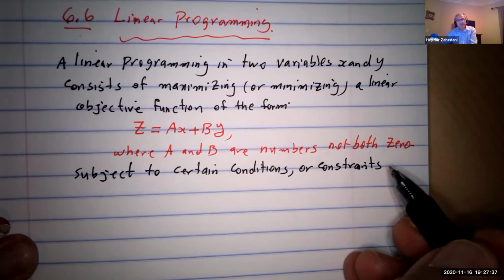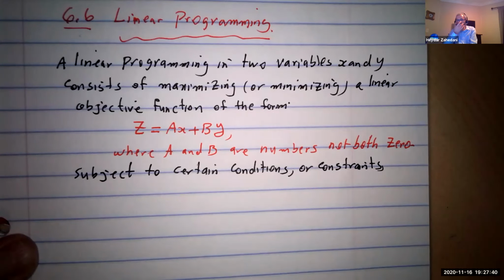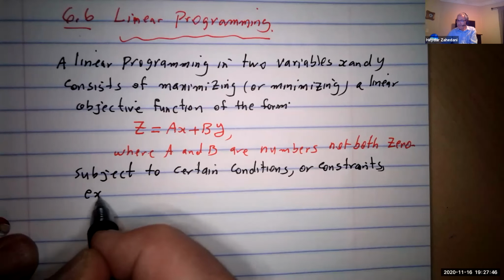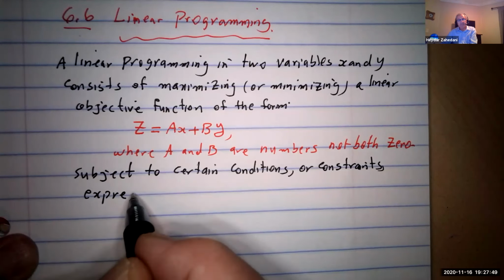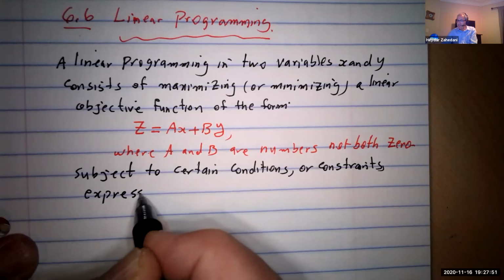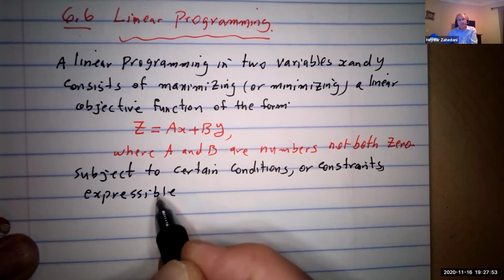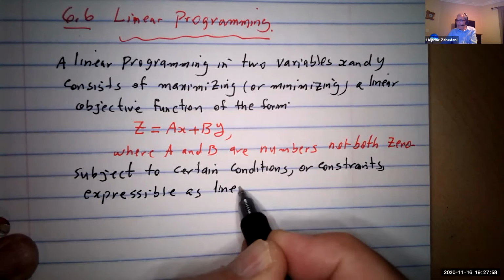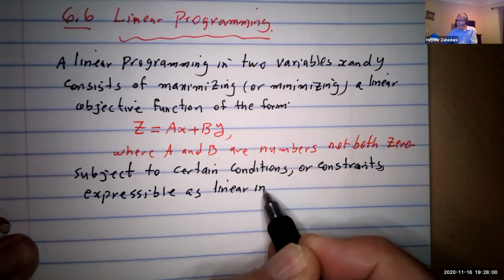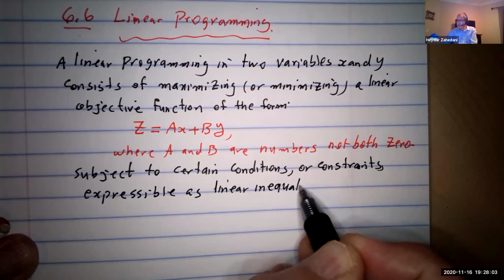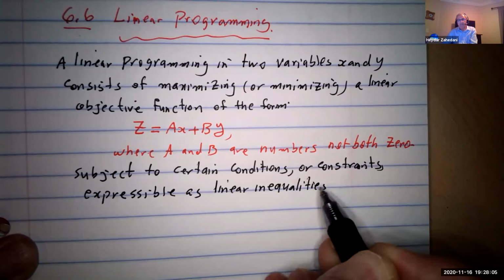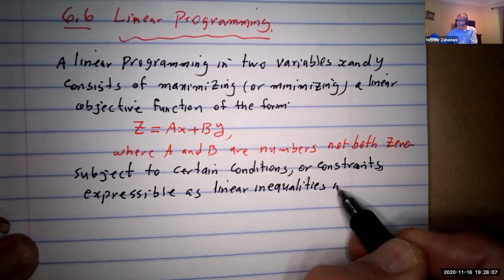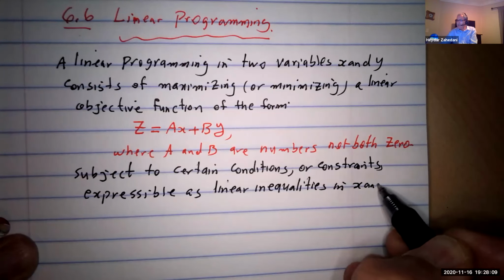Okay, constraint or condition. These conditions are going to be expressed as a linear equation. Constraints, okay, these are going to be expressible as a linear inequality or inequalities in x and y.